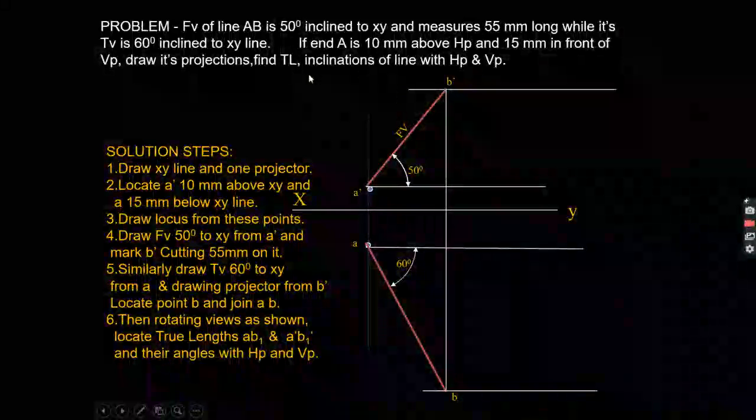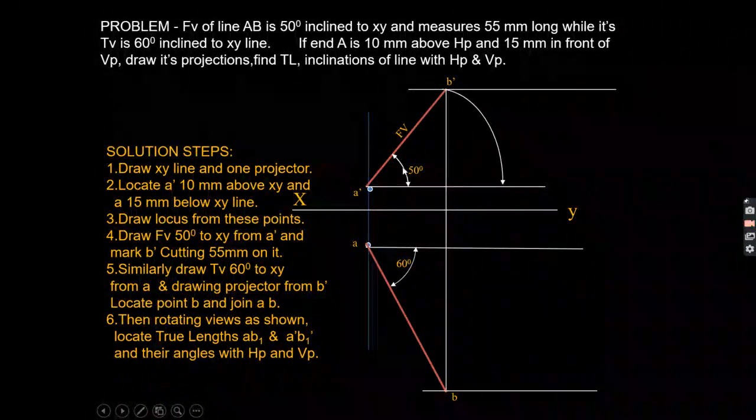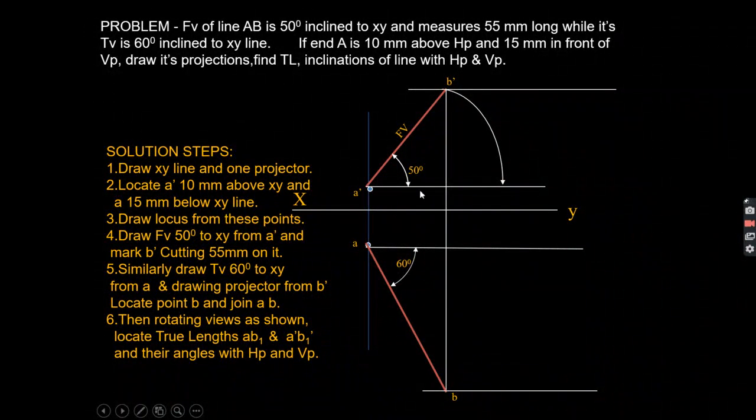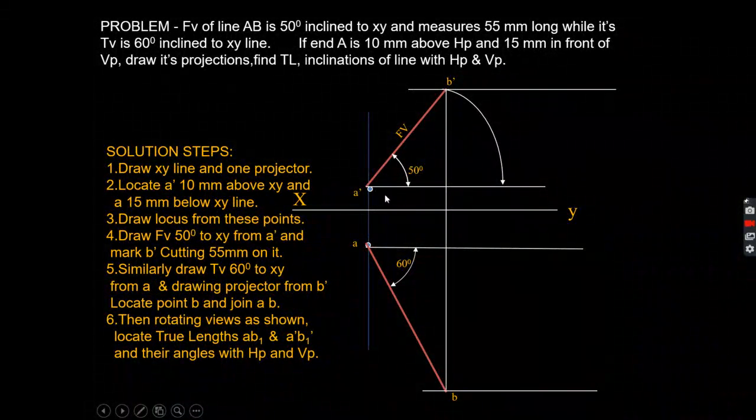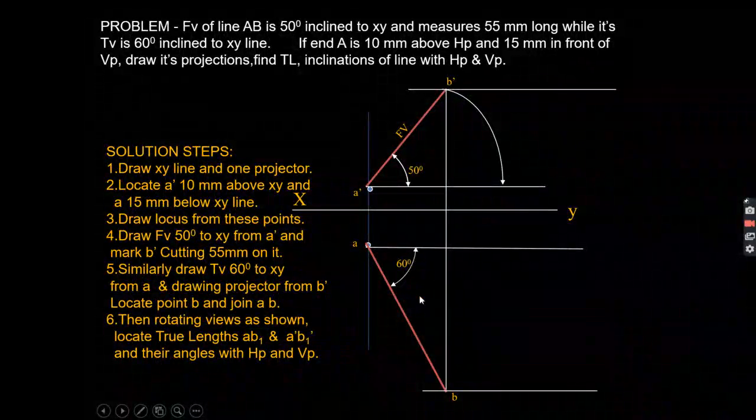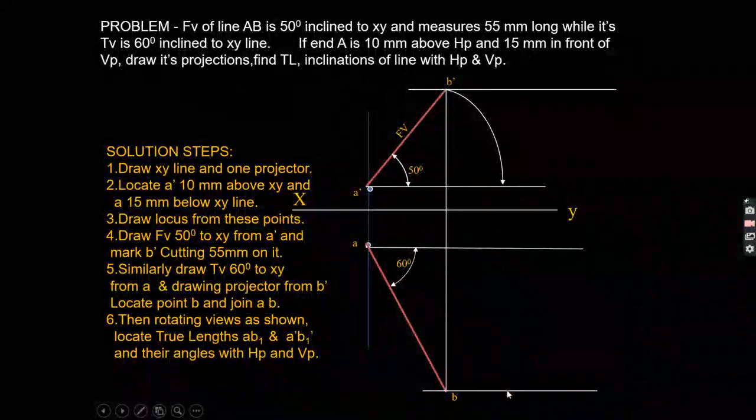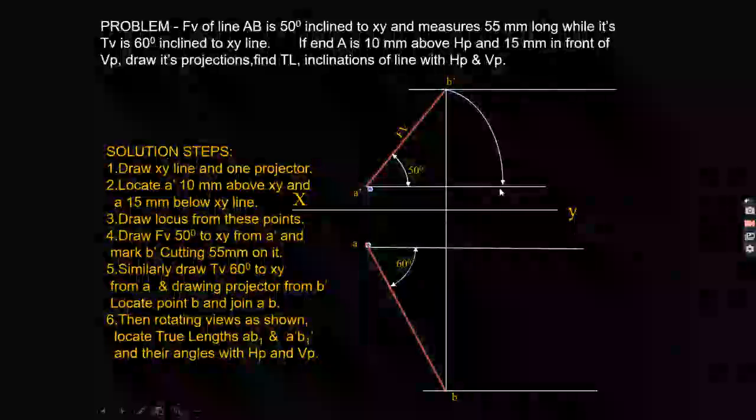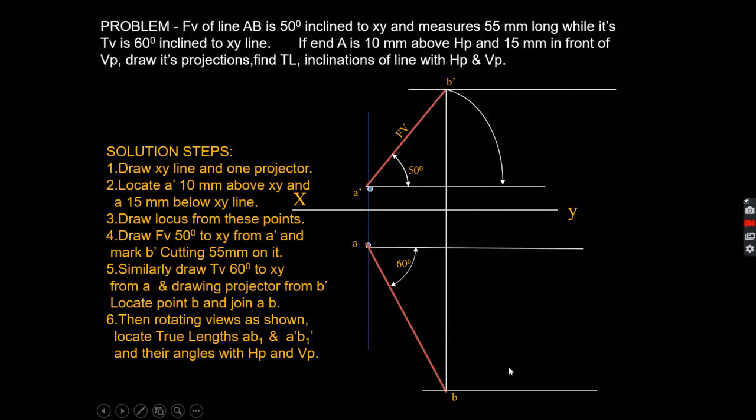Now we have to find the true length and inclination with the HP and VP. For that, I will make the line parallel to the XY line. So by this your line is now parallel to the horizontal plane. So projection in the horizontal plane, that is the top view, we are going to get on the horizontal plane. So in the top view we are going to get the true length and true inclination of a line AB.